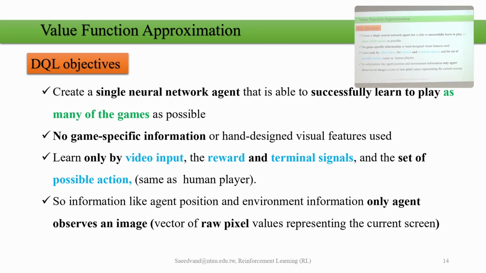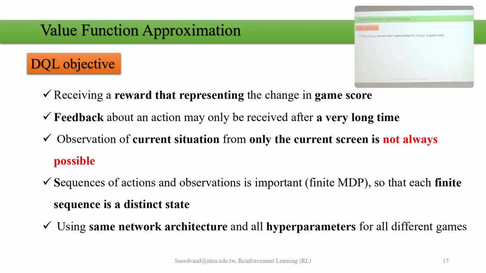Like what a human does. So for information like position and environment, the agent only observes from the image. We discussed it multiple times, so it should be clear for now. We want to receive a reward that represents the game score. We already have the game, like all the games that you have on your cell phone, for example. You play it, and finally the game says what the score is: you are the winner, you are the loser, you get a mark, or you lost the game.